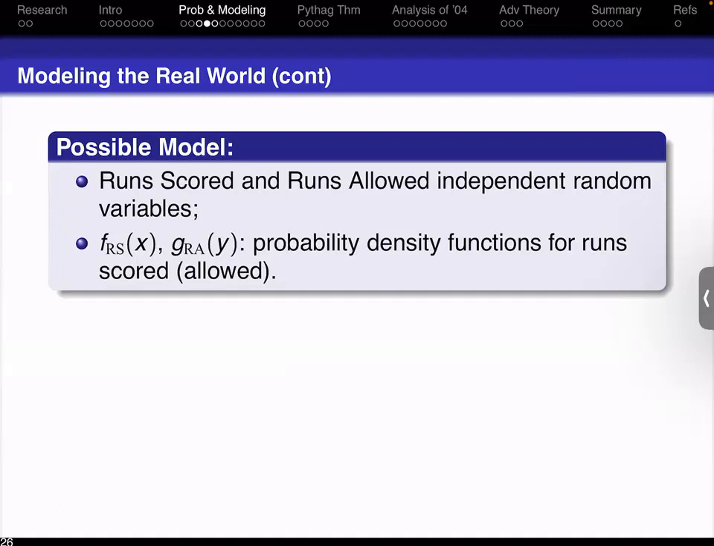So we know that in baseball, runs scored and runs allowed can't be completely independent because they can't be the same. Why else might they not be independent? Okay, so what kind of decisions might you make if you're losing by a lot? So one is you might try to come back. Yeah, exactly. And in fact, sometimes you want to protect your pitchers.